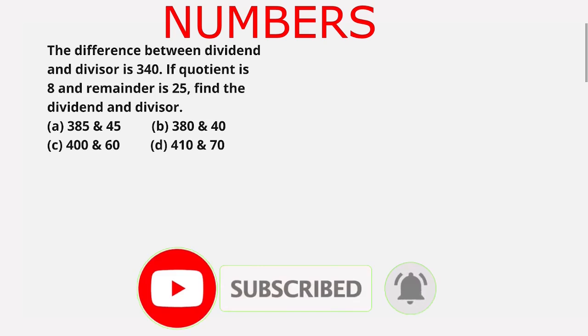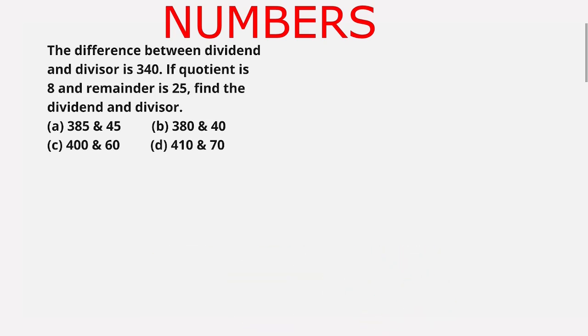We can solve this question by two methods. One is by observing the options and solving it, and the other is the normal method of making the equations and solving it. On observing the options, when we subtract the divisor from the dividend, we get 340 in all the options. But on multiplying the divisor by 8 and subtracting it from the dividend, we must get 25.